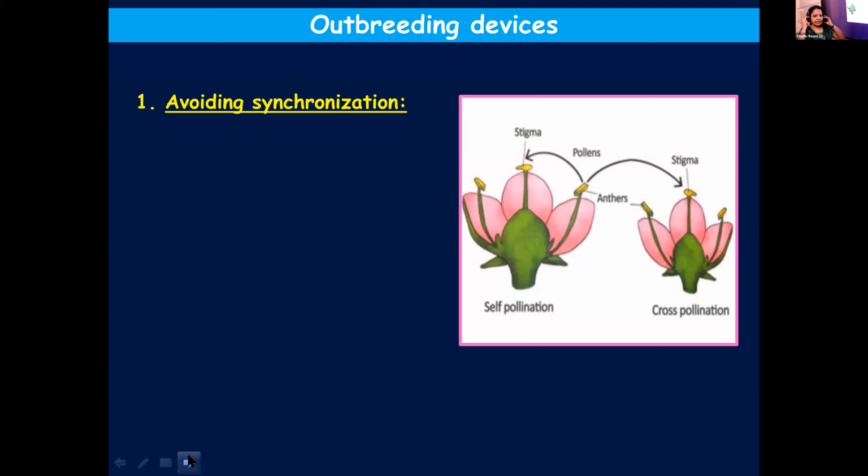So in order to facilitate cross-pollination, the plants avoid synchronization between stigma receptivity and pollen release. Both will not take place at the same time. One of the events will be taking place first, which will be followed by the other event. So when it happens like that, self-pollination will not take place.